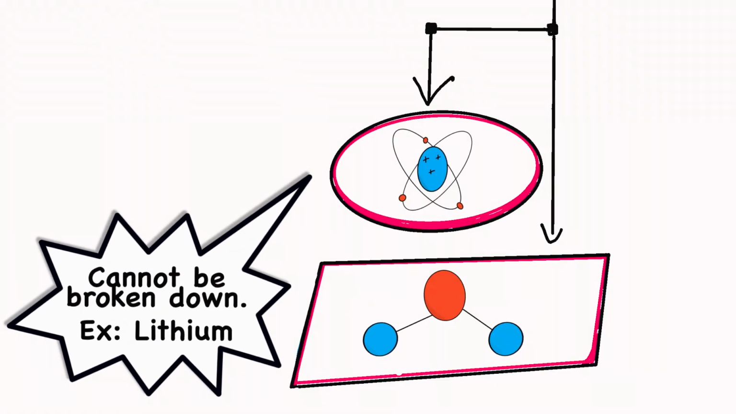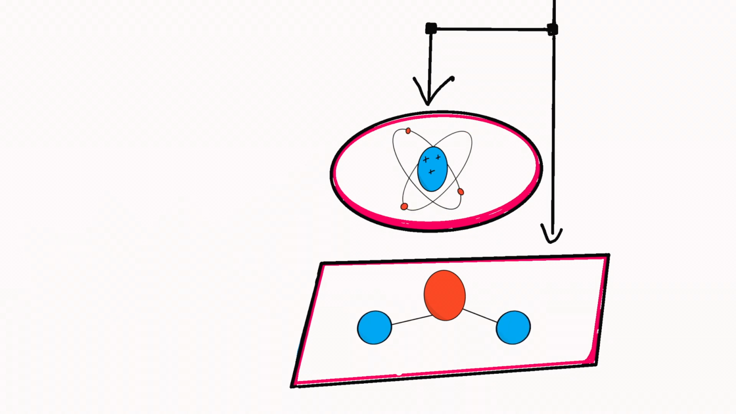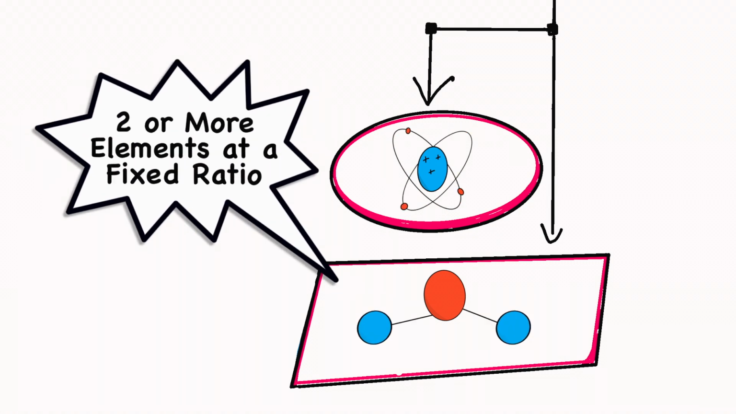Elements are the simplest form of a pure substance. It cannot be broken down to anything simpler or have components. An example of an element would be lithium. A compound, on the other hand, is a substance with two or more elements at a fixed ratio. These are still considered pure substances because they are the only thing present throughout the entire substance.